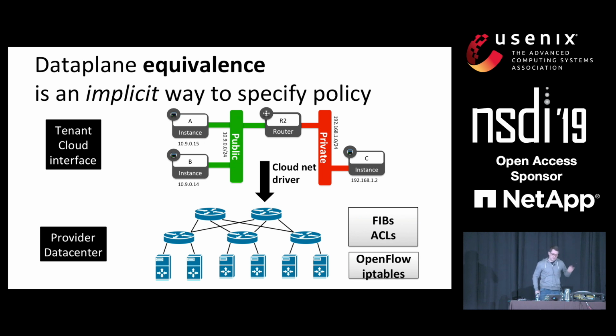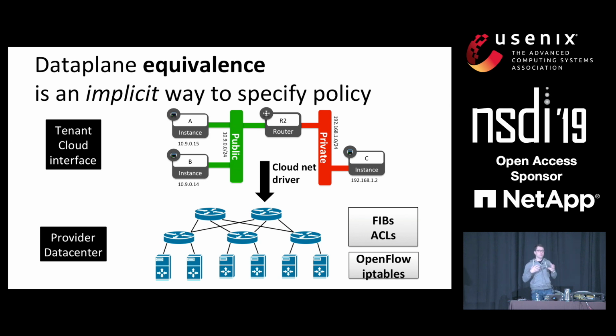And the example I'm giving here is this tenant cloud interface that I have on the top. This would be, for instance, what you get in Amazon EC2, or if you use this software called OpenStack. And this is what the tenant does to create LANs and to interconnect them via routers and so forth. And this is basically the logical configuration of the network. And it's sort of easy to understand what it does.